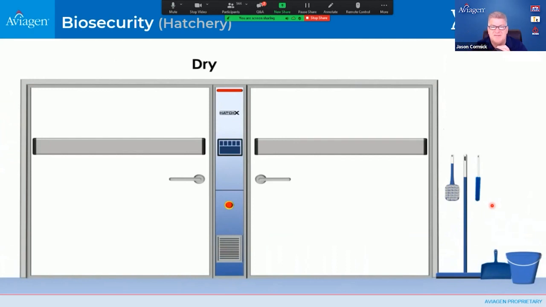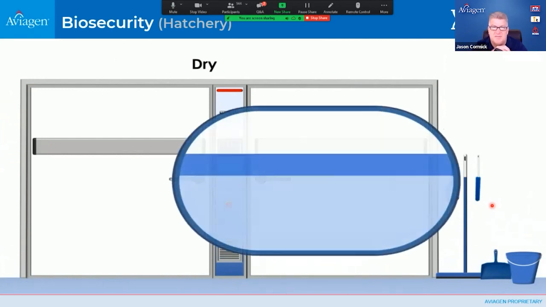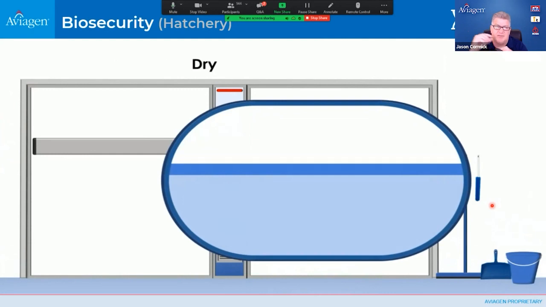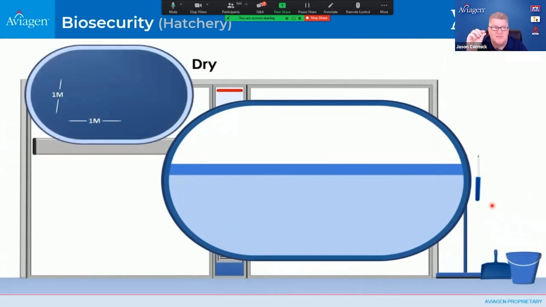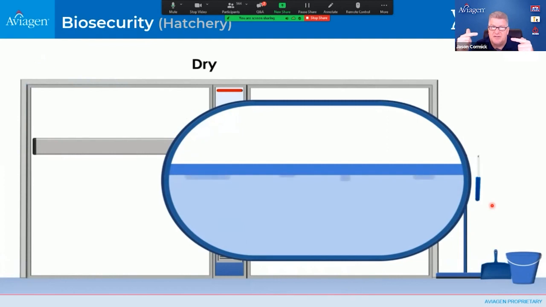We're going to need to dry that. Very important that we dry it. If we don't allow it to dry off properly, if we've got 1 millimeter of water on there, 1 millimeter of water on a square meter is the same as 1 liter of water. So if we don't allow it to dry off, we're going to be over diluting the disinfectant that we're going to use.